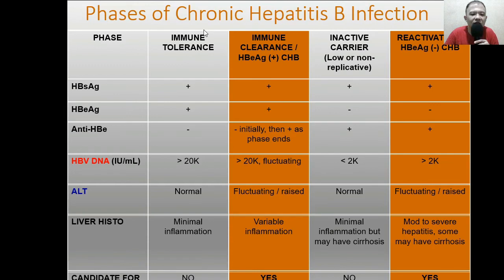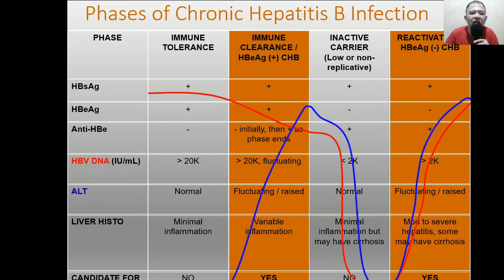So how do we say that it's tolerance? Tolerance means that the DNA is still rising. How do we say that it's immune clearance? You have here the DNA, although at the earlier part you have greater than 20K, at the later part you have a lowering of DNA. So therefore there is a clearance. The DNA of the hepatitis B virus is clearing out.